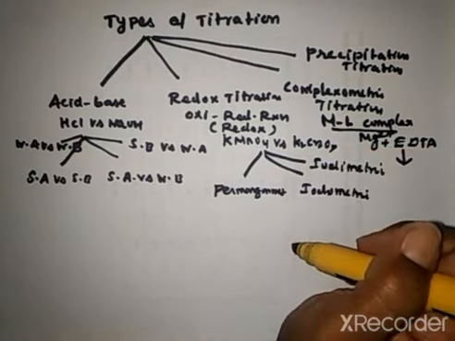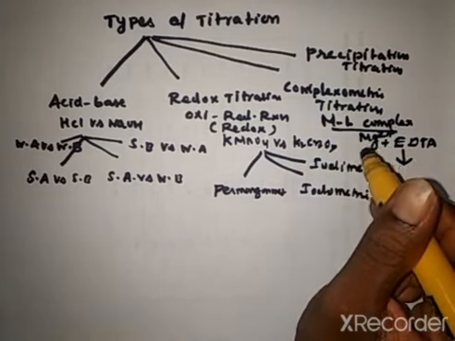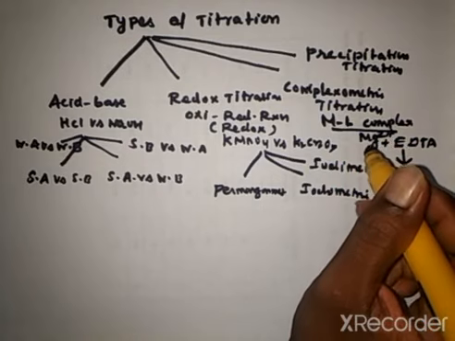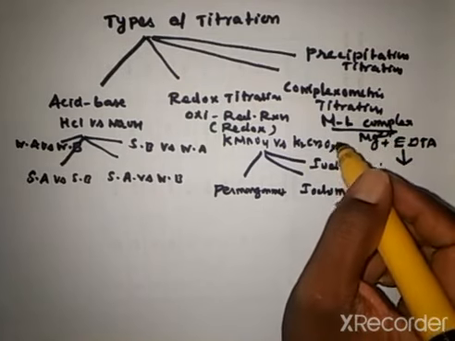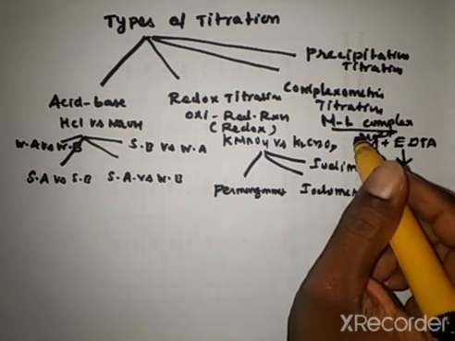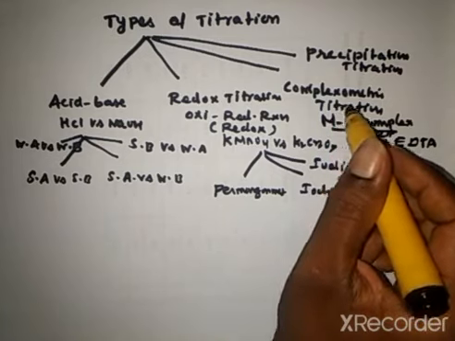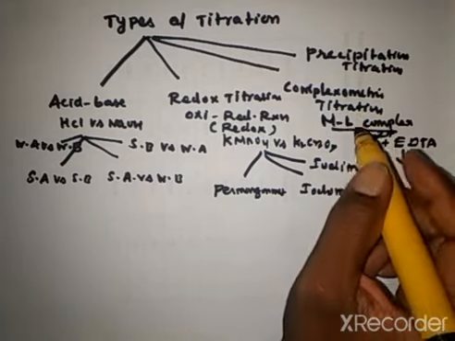In complexometric titration, during the titration, there is a formation of metal ligand complexes, so that we say this is complexometric titration.